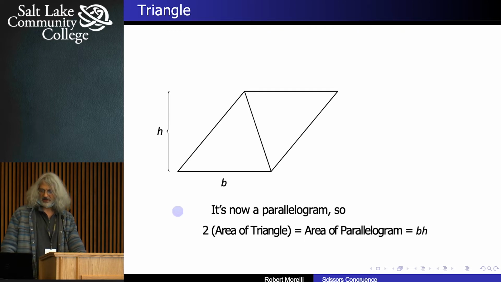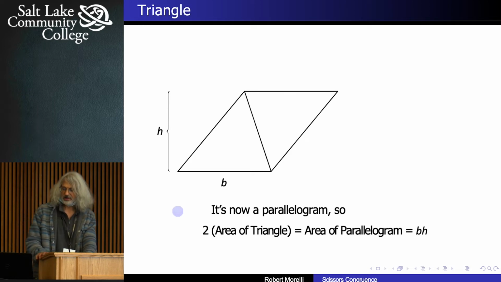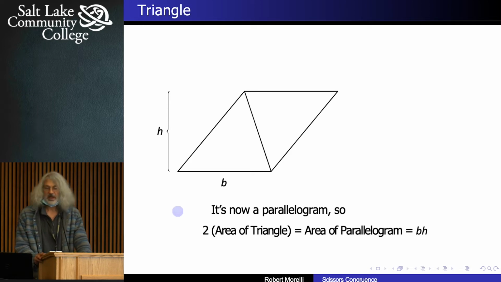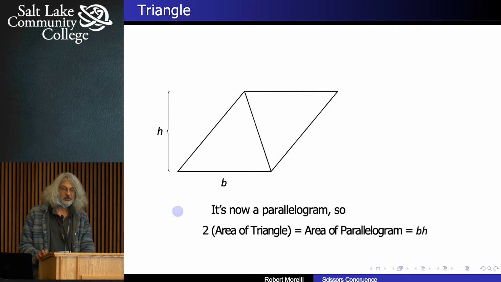So the area of this figure, this parallelogram, we now know is base times height. But it's twice the area of the triangle. So we get twice the area of the triangle is the area of the parallelogram, so it's base times height, so the area of the triangle must be 1/2 base times height.